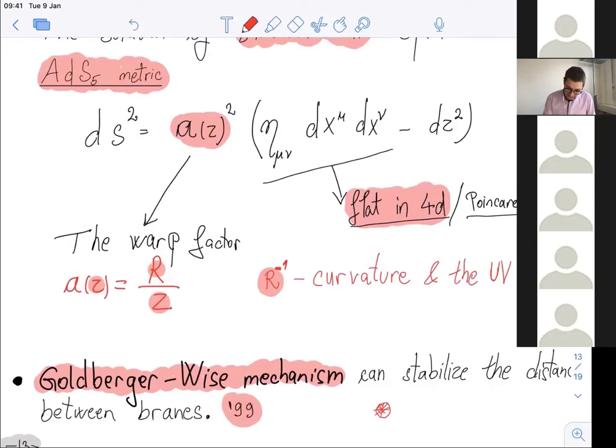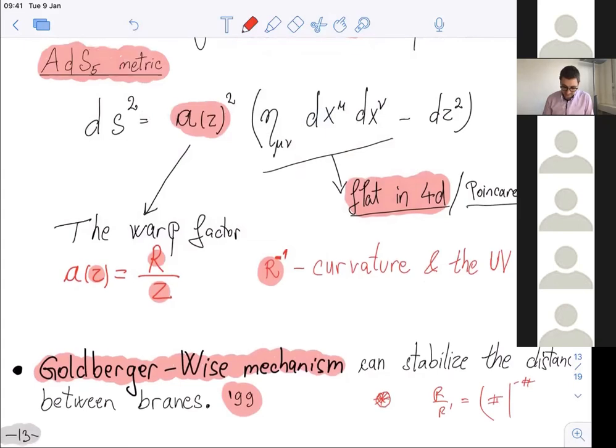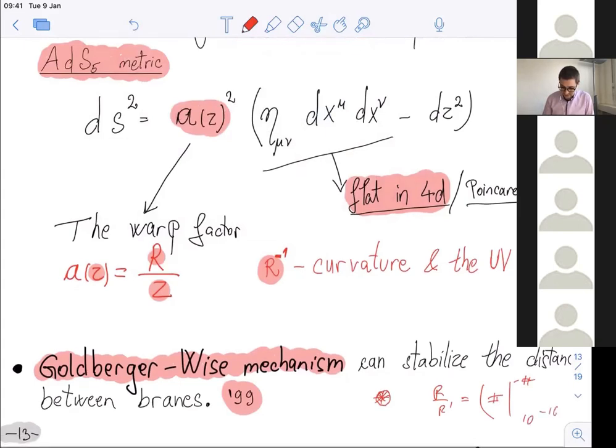Then you can get to the formula where the ratio of r over r prime will be some order 1 parameter, and there will be an exponent of minus some order 1 parameter. This is what will come out when you minimize this potential. So you can see that if you have these order 1 numbers to be about 10, 16, then you can get a very hierarchical ratio of r over r prime.